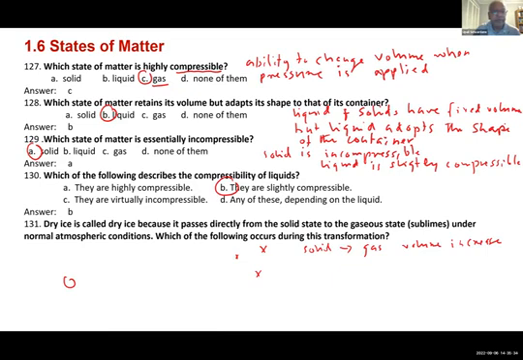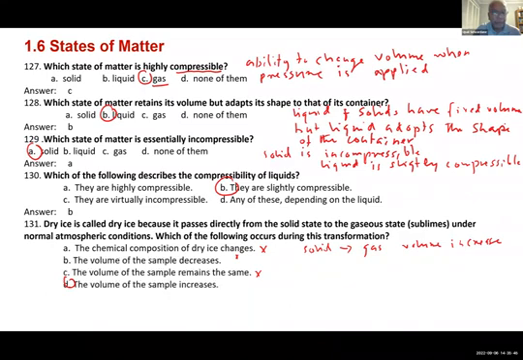These are easy questions. Dry ice sublimes, meaning solid to gas. In this transformation, the volume of the sample increases. When solid goes to gas, the volume of the sample increases. Volume change where the sample decreases, those are all wrong answers. The chemical combustion of dry ice? That's a physical change. This is a physical change. That's not true.